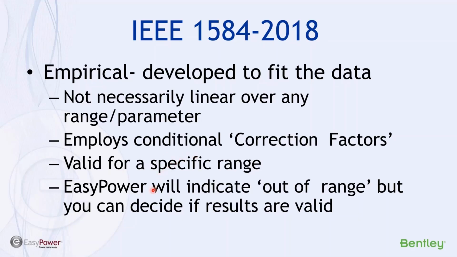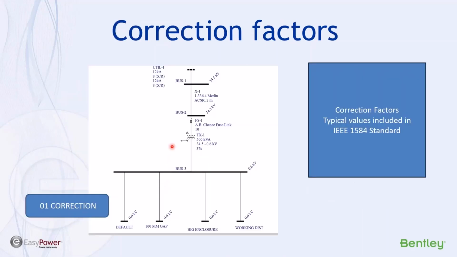Now, EasyPower will indicate out of range when we've crossed a boundary as far as the specification itself, but in most cases, it will still give us a value and it's up to us to decide whether or not we want to go with that or not. What I mean by that is illustrated by this particular example, which I call correction factors.